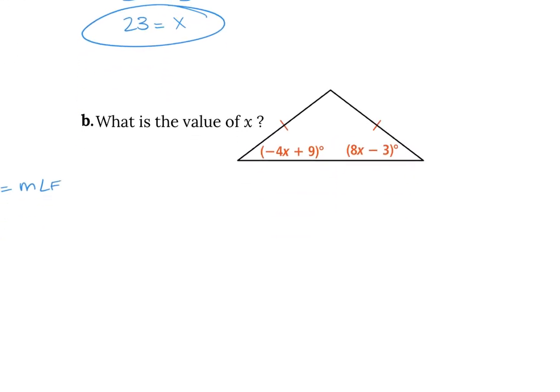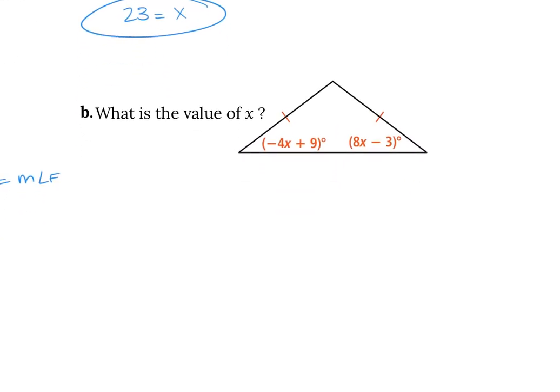All right, B, again, they want us to find the value of x. This time they didn't give us this top angle. This time they gave us our two angles that are congruent to each other. So if these two angles are congruent to each other, I can set those two measures equal. So I would have 4x plus 9, and I would set it equal to 8x minus 3. And now I'll just solve for x.